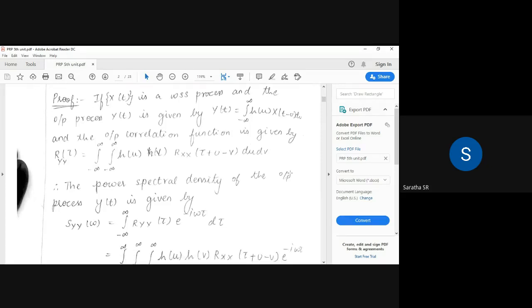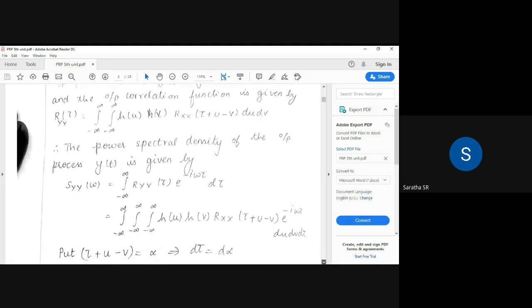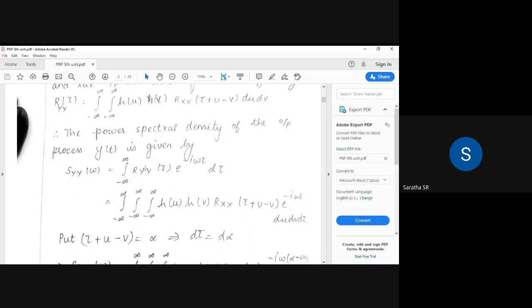So the power spectral density of the output process Y(t) is given by the Fourier transform of R_yy(tau), which is S_yy(omega). Taking the Fourier transform, we get integral from minus infinity to infinity R_yy(tau) e to the power minus i omega tau d tau. This is the Fourier transform definition. We know the value of R_yy(tau), so we replace it here, and replace all the values, with e to the power minus i omega tau du dv d tau.